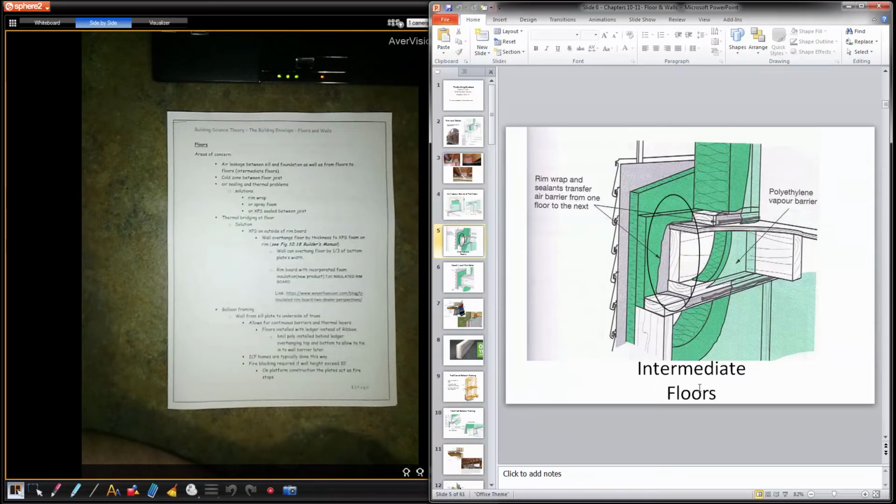This is a picture look at the intermediate floor. So thermal bridging at the floor, solutions: XPS on the outside rim board. So you can see that here. What they've done here, that could be your first floor walls. It's kind of clumsy. There's better ways to do that, but in this case here, they're trying to reduce as much thermal bridging as possible.